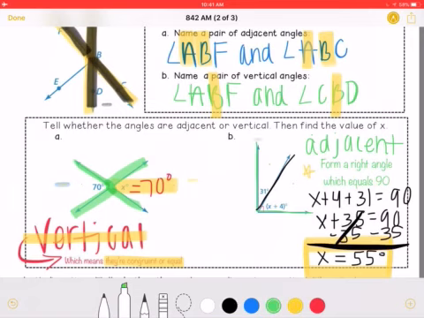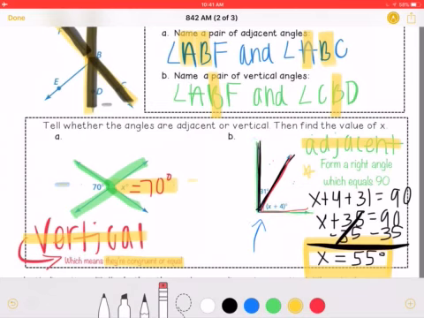Together, they're forming a right angle, and it shows us that little red box in the corner showing us that they're forming a 90 degree angle. Now, these angles, 31 degrees and then our x plus 4 degrees, they're sharing that side, and they're also meeting at their vertex. So these are adjacent angles, they're next to each other. They're forming a right angle, which means it's going to equal 90 degrees.